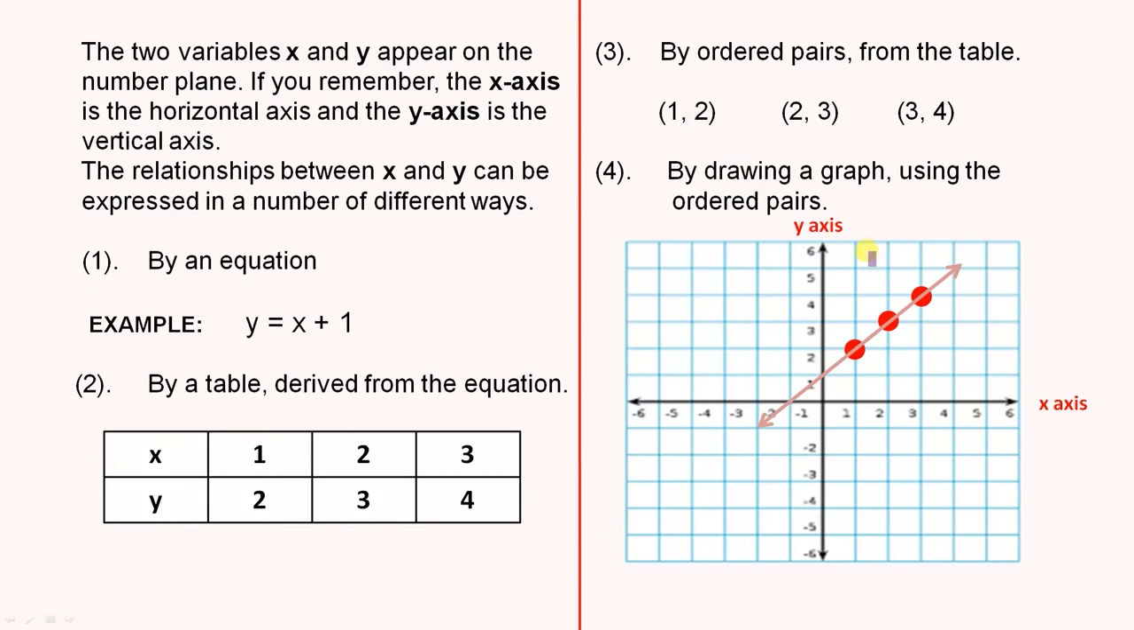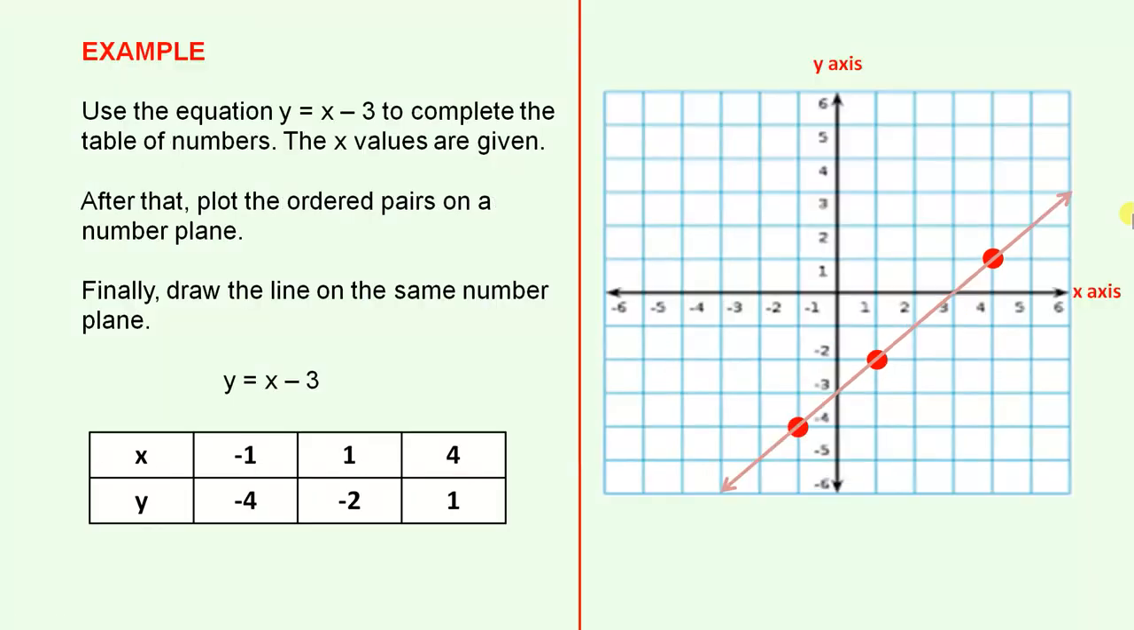And the final way we can show a relationship between x and y is we plot the points on the number plane, and we join them up to form a line. And we can see that the line continues in each direction. So let's have a look at a quick example on the next slide.